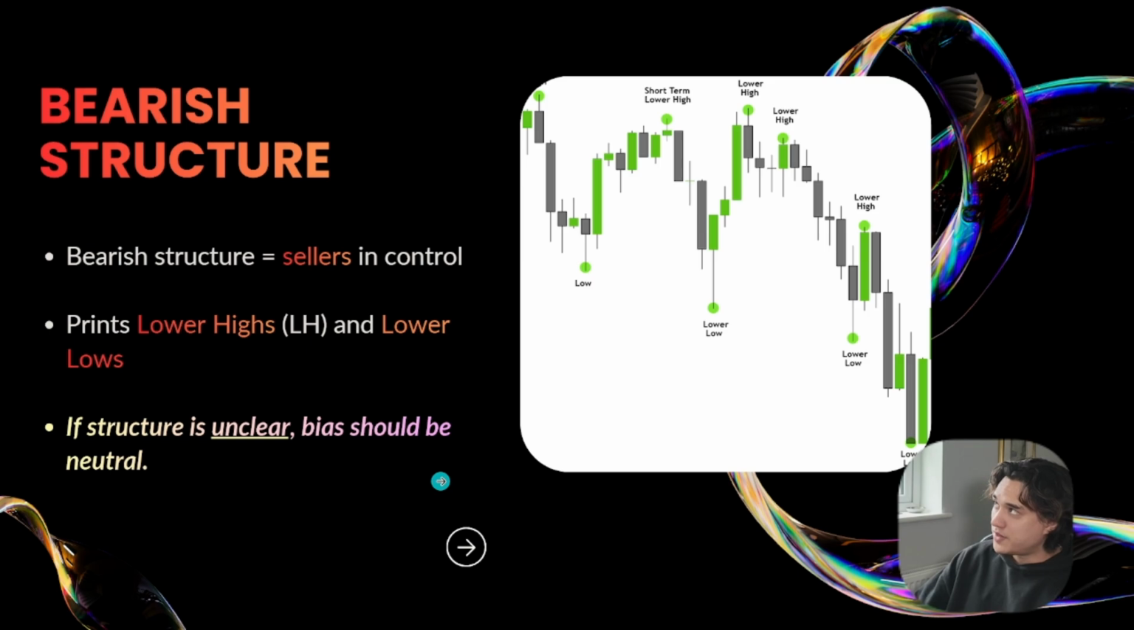Let's have a look at the bearish structure. This is the exact opposite, right? Bearish structure shows that sellers are in control. And again, it's printing this sequence of lower highs. Here we go. We can see a lower high. And then we're forming lower lows. And we're forming the sequence as a pattern. And this leads to a simple but powerful rule. If the structure is unclear, messy, or consolidating, your bias should be neutral. Don't force a trade where there is no clear control.